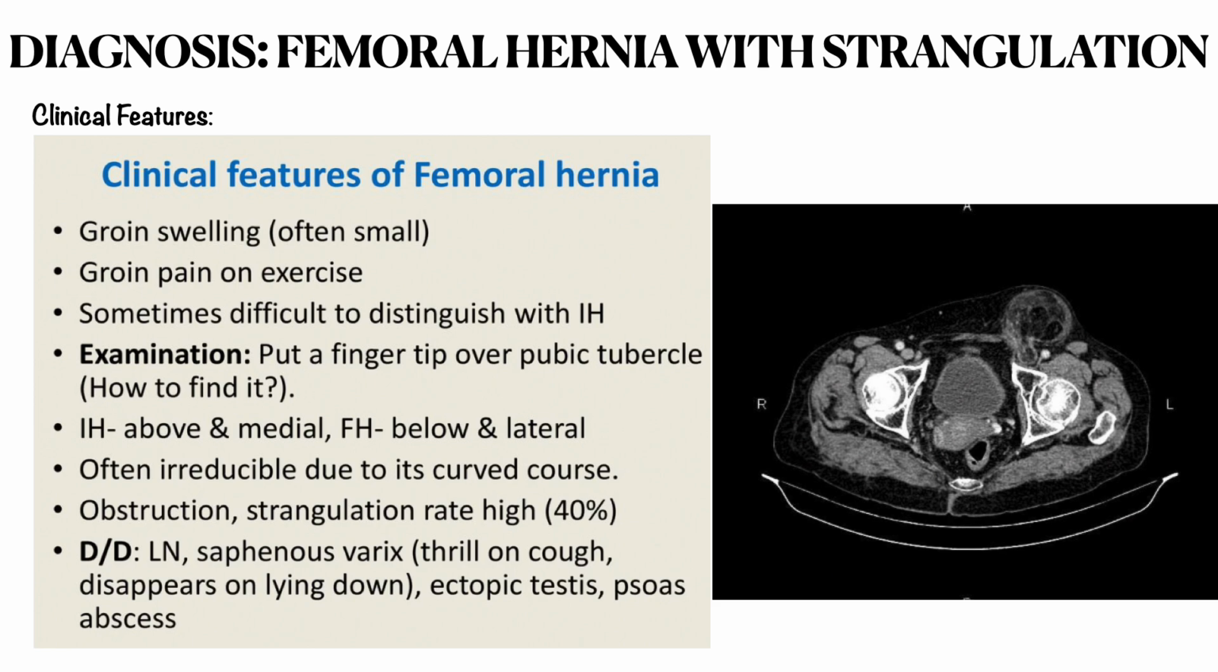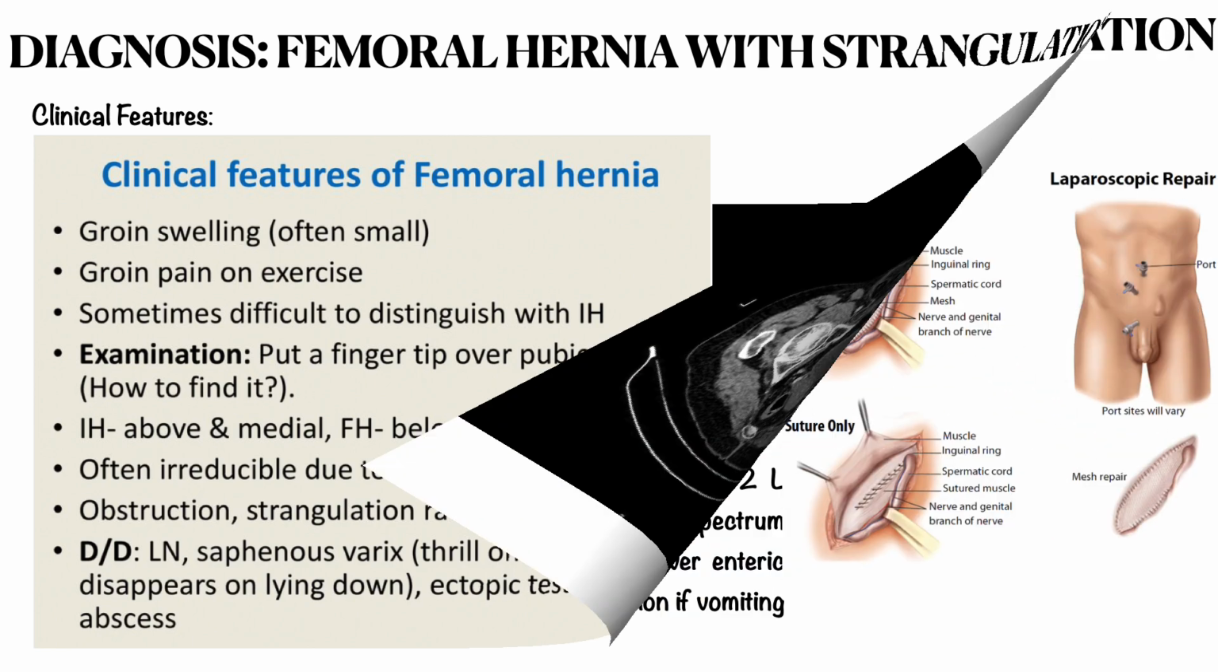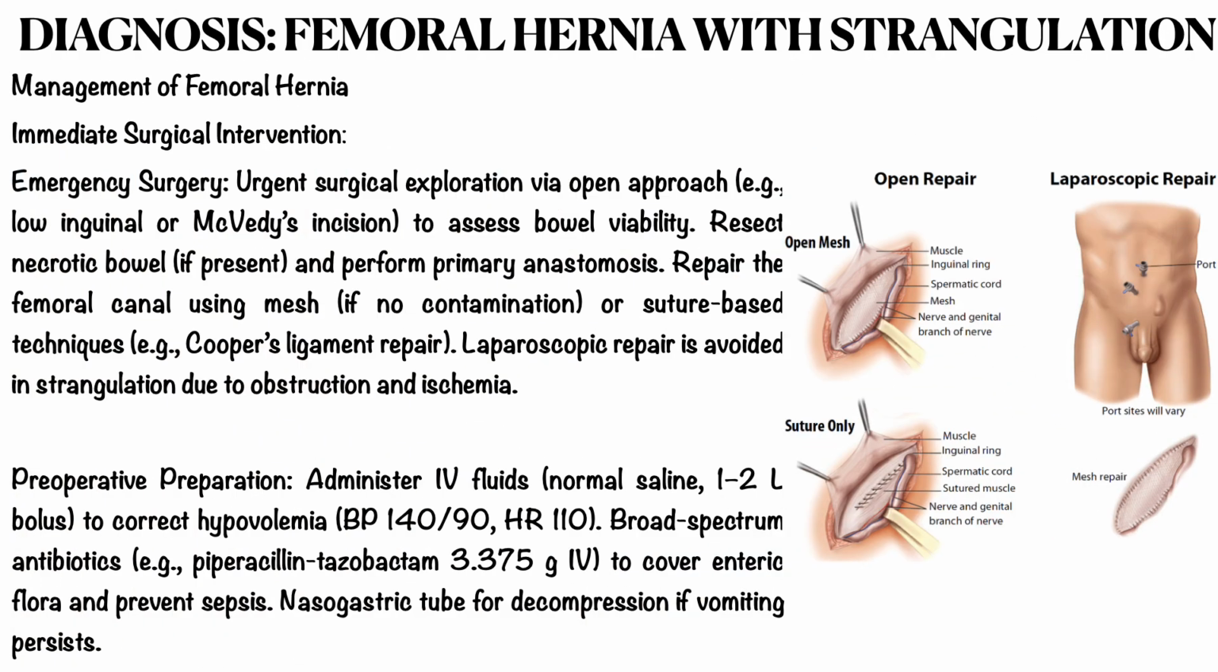femoral hernia, right? Immediate surgical intervention is required, and the emergency surgery that we do is by an open approach, for example a low inguinal or McEvedy's incision. We assess bowel viability, resect necrotic bowel if present and perform primary anastomosis. Then we repair the femoral canal using mesh if there is no contamination, or suture-based techniques, that is Cooper's ligament repair. Laparoscopic repair is avoided in strangulation due to obstruction and ischemia.